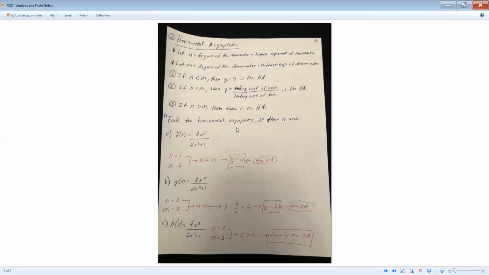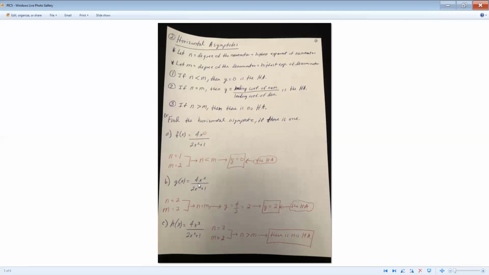So let's take that and apply it. If f of x is equal to 4x over 2x squared plus 1, don't forget, if you don't see an exponent, they assume you know there's a 1 there. So that means n is equal to 1, m is equal to 2. Since n is less than m, that means my horizontal asymptote is y equals 0.